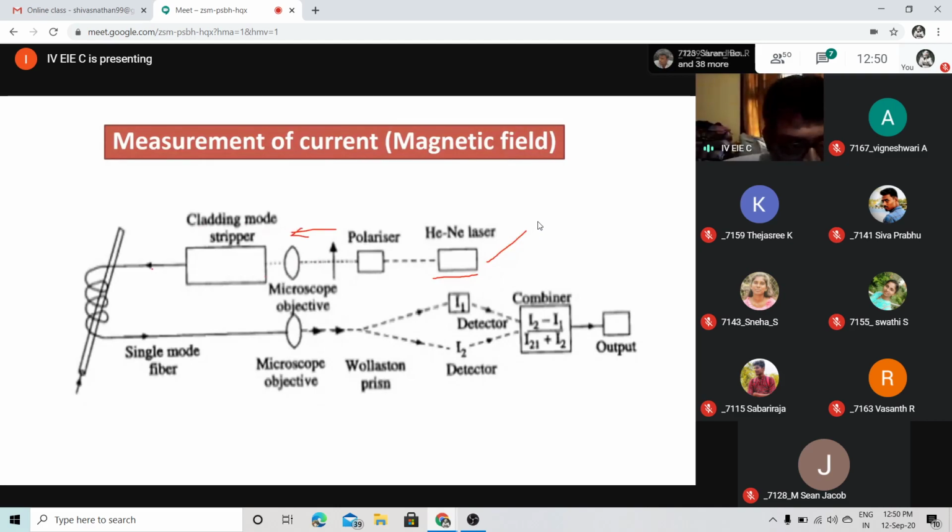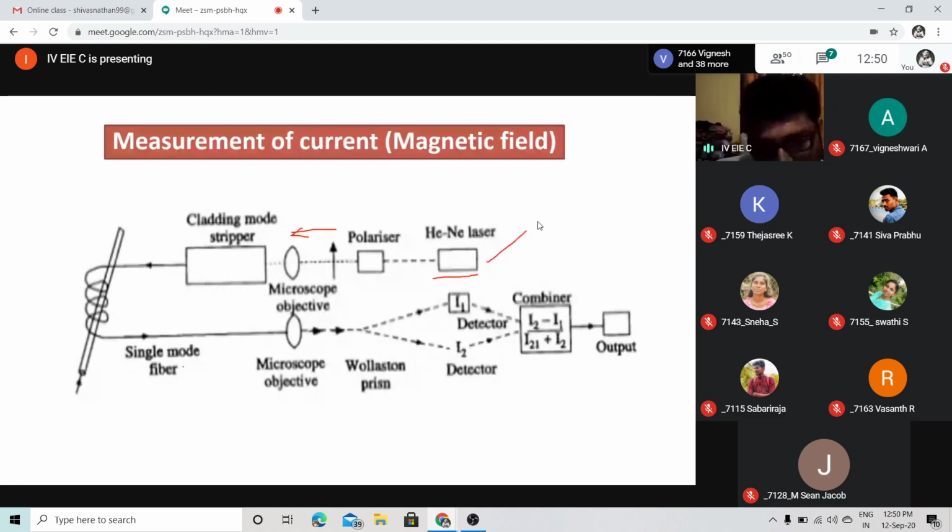And if that light enters over my current carrying conductor, what happens? This current carrying conductor has the capability of creating a magnetic flux pattern. So this magnetic flux distribution and flux intensity variations will also affect my light energy that is polarized, which happens to create a change in polarization angle.